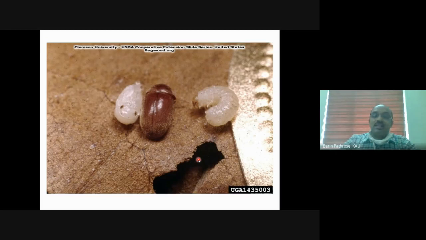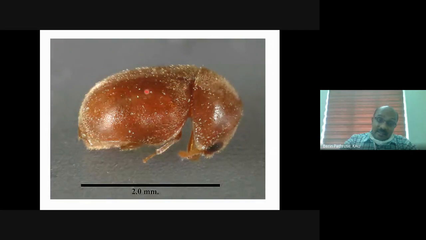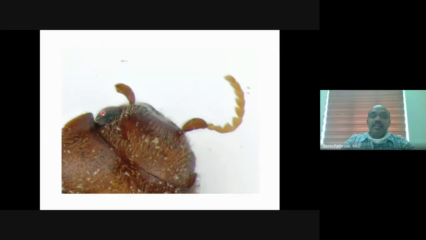It is brown in color. It is globular in nature. The elytra is covered with very fine hairs, and elytra is smooth, and the antenna is serrate in nature. It's a primary as well as a secondary pest. It's an internal feeder. Only the grubs damage.